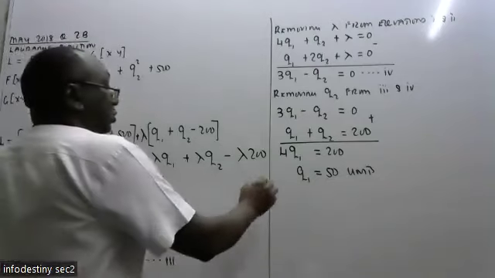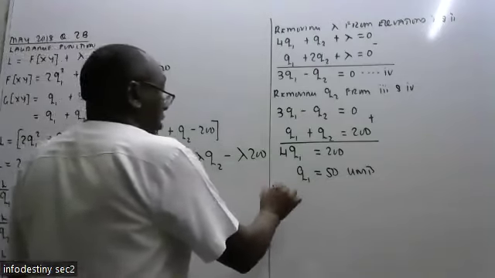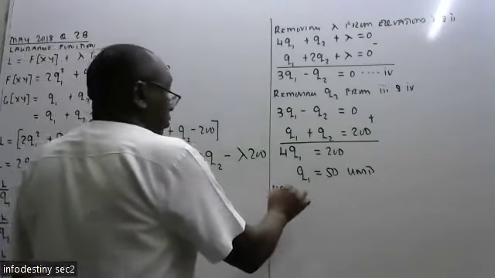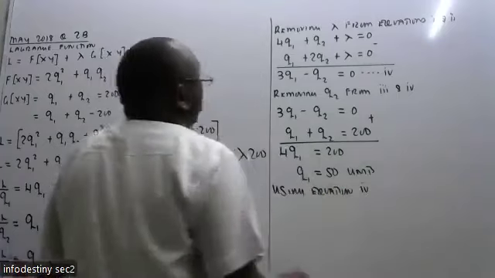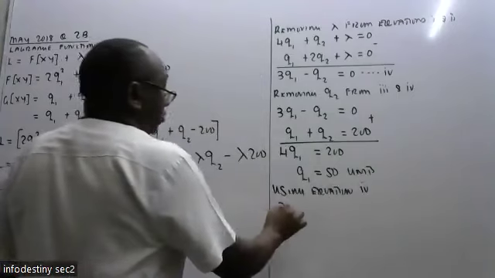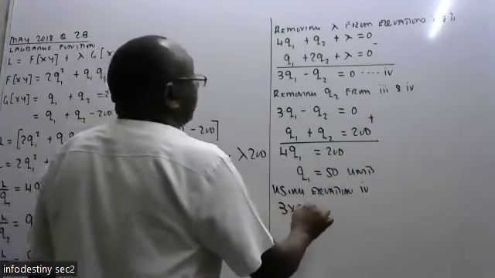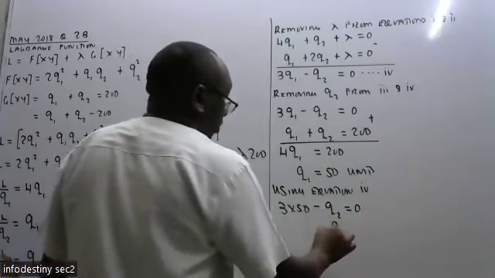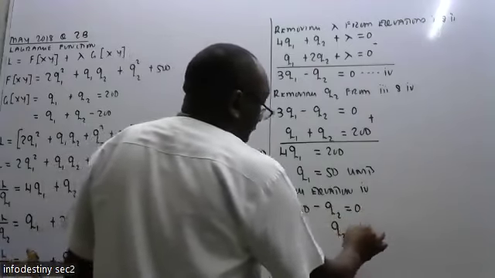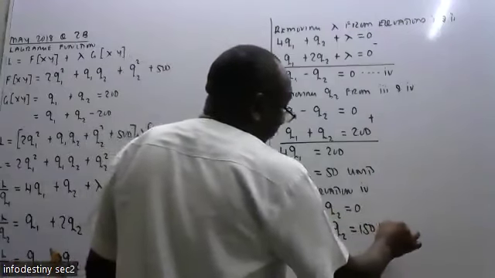So that being true, you say using equation 4, you say 3 times 50 minus Q2 equals to 0. So Q2 should be 150 units.